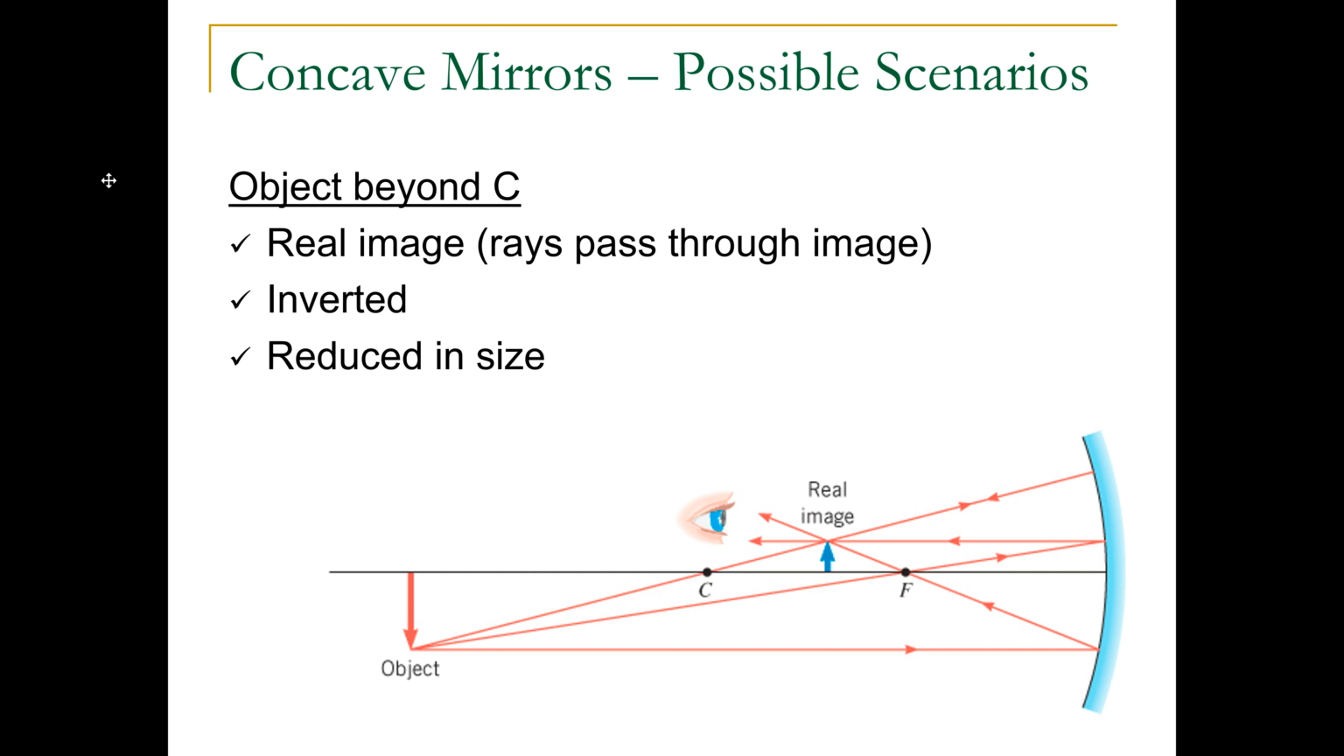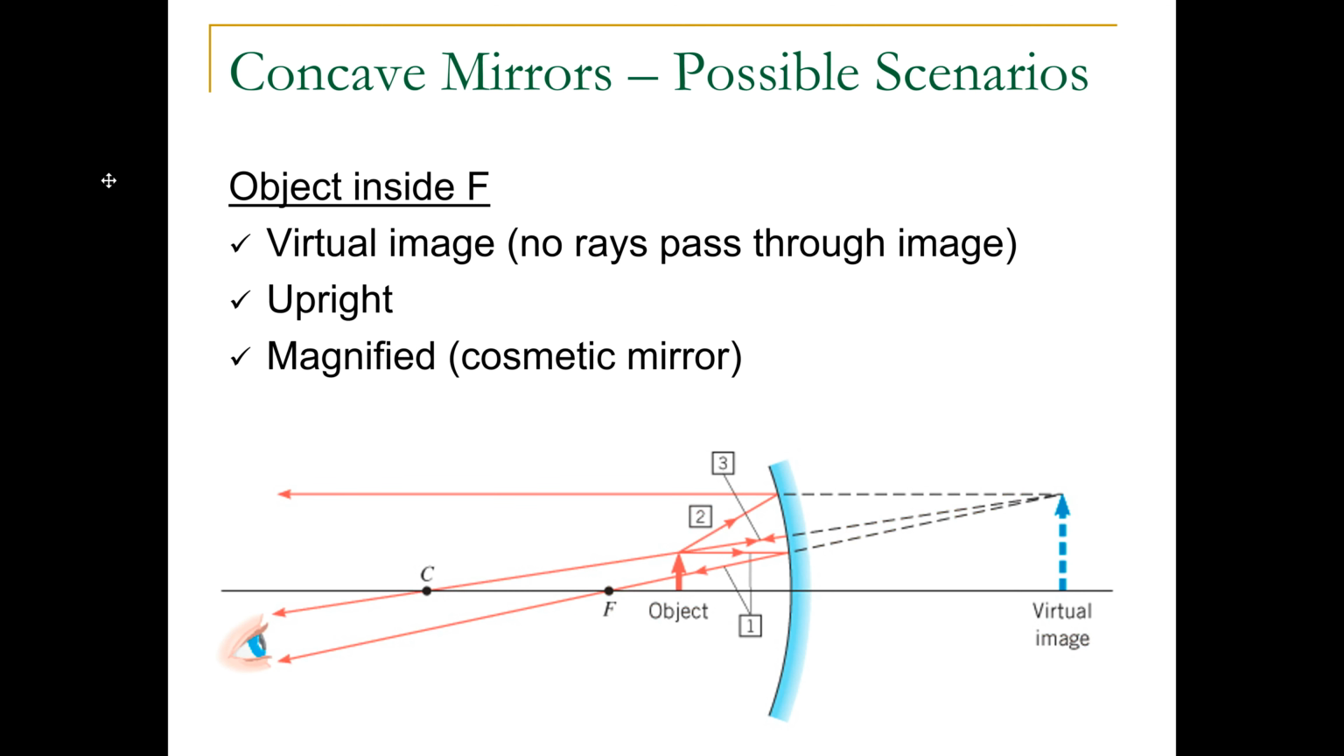So we have our image now being still real, so you could put a piece of paper there and project that image onto a screen. It is inverted. Here our image is upright, but since the object itself was upside down, that means it's flipped the image. And now the one change from before is it's reduced in size. So our image arrow is smaller than the object arrow.